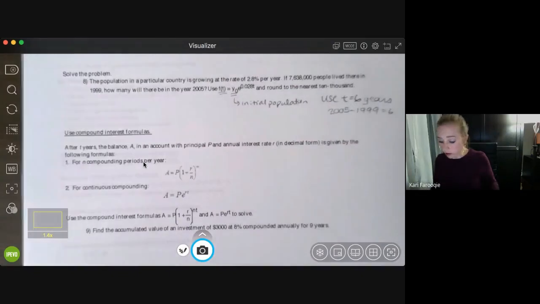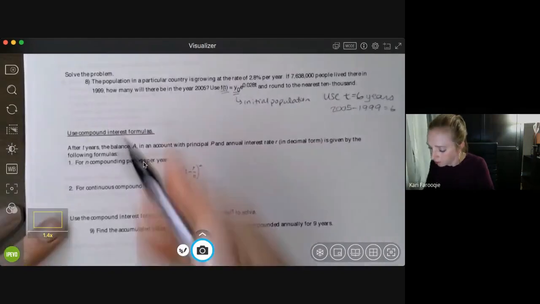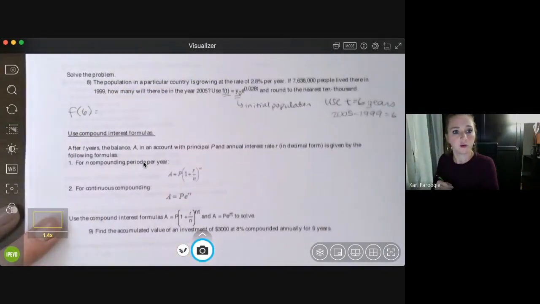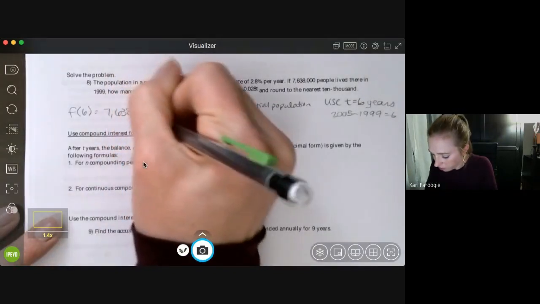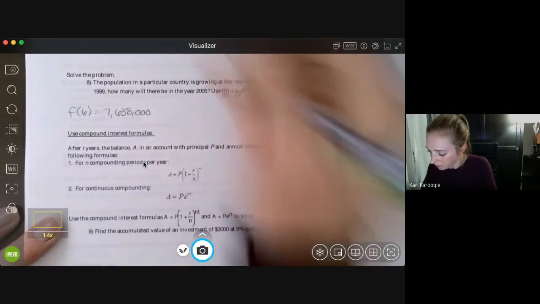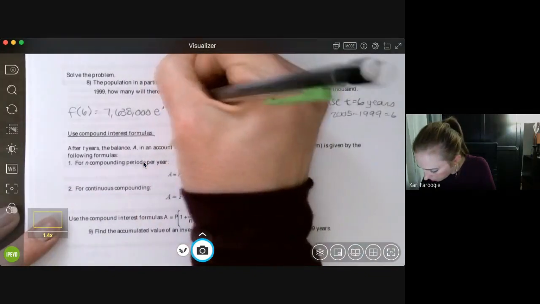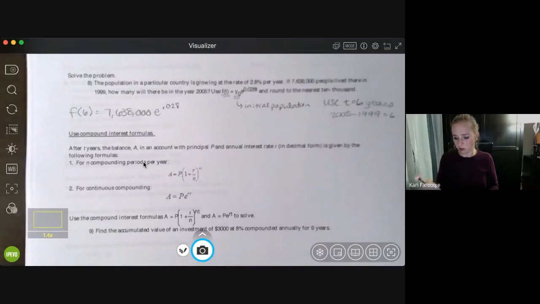And then everything else at this point is just plugging it into the function. So we're going to find f of 6, which is equal to the initial population, 7,638,000, times e to the point, and be careful with your zeros here. I don't care if you include the leading zero that's in front of the decimal. Just make sure that the zeros behind it are good.